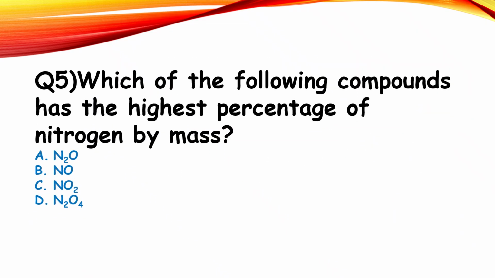Question 5 is, which of the following compounds has the highest percentage of nitrogen by mass? So the first compound is nitrous oxide. So let us calculate mass in grams of nitrous oxide.